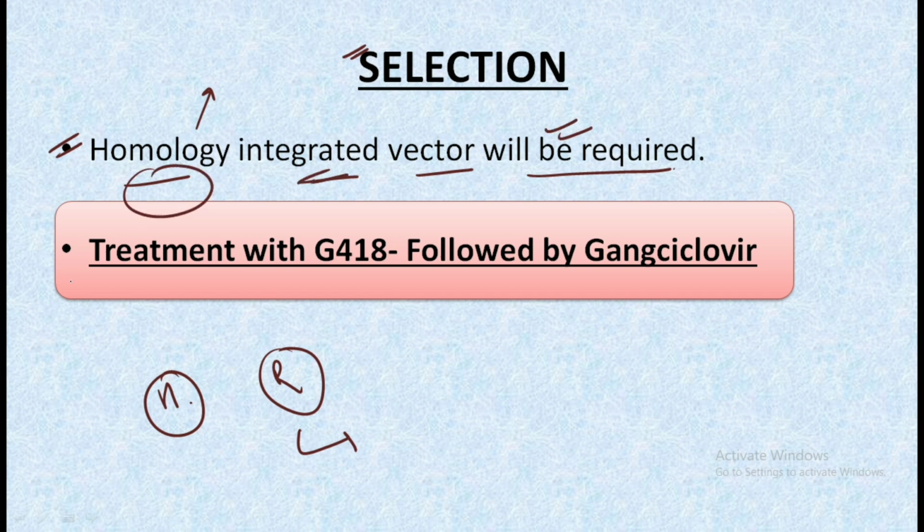An important term to remember is that when we would be selecting, we would be doing the treatment with G418, and it is followed by ganciclovir. Why am I focusing on this? Because this same statement has been asked in previous years. We would be discussing the same question at the end of this video.